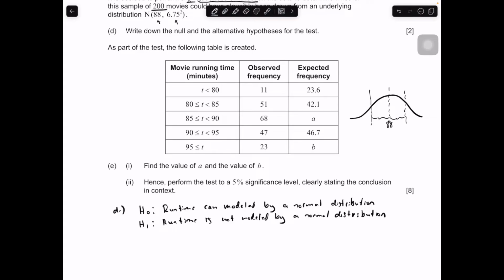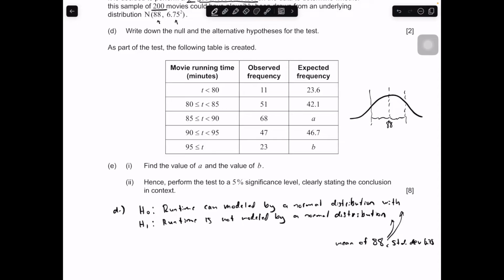They might ask, and I think they actually do in this mark scheme, by a normal distribution with a mean of 88 and standard deviation of 6.75. In this case, potentially more detail. Just putting that at the end.